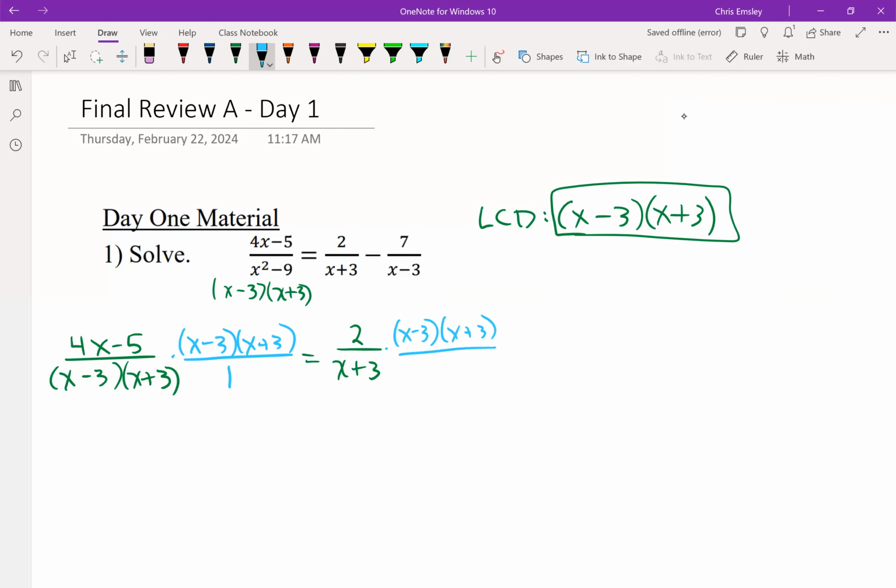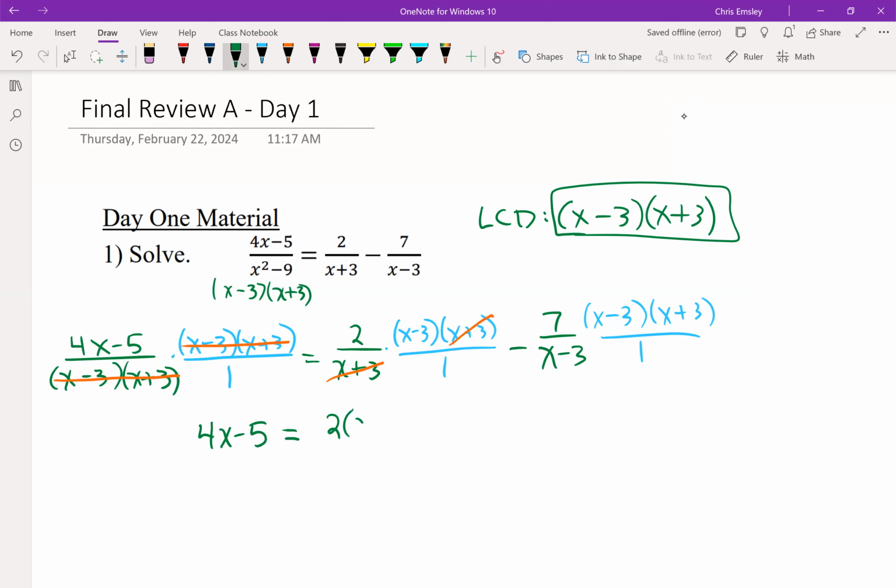Have to multiply everything by the same thing to keep that equivalency that I had to begin with. And my third fraction, I'm also going to multiply that by that common denominator. When it's all written out like this, then we get some really nice canceling going on. Here, the denominator cancels entirely with what I multiplied by, and I'm just left behind with 4x minus 5. Then I have that equal sign. In my next part, the x plus 3's cancel, and I'm left with just 2 times x minus 3.